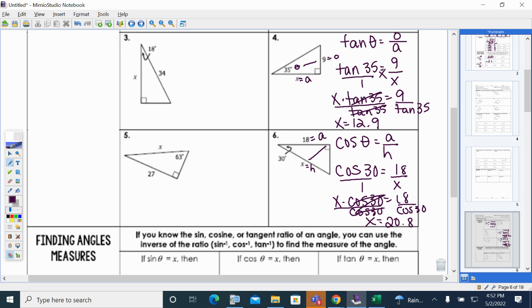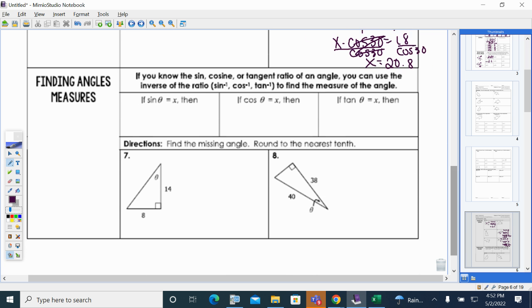All right, looking at the next section, it says finding angle measures. If you know the sine, cosine, or tangent ratio of an angle, you can use the inverse of the ratio, which is the inverse sine, inverse cosine, or inverse tangent, to find the measure of the angle. In those first 6 examples, what we were looking for was a missing side. In these, we're going to be looking for a missing angle measure. The directions tell us to find the missing angle, round to the nearest tenth. So for sine of theta equal to x, to find theta, theta is going to be equal to the inverse of sine.